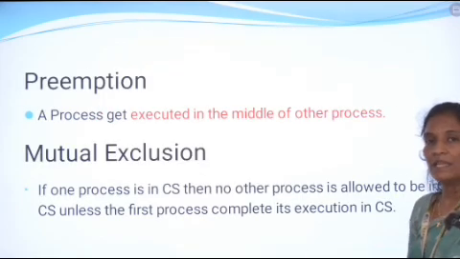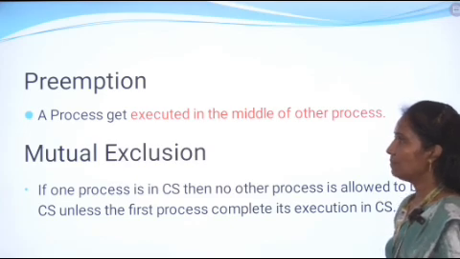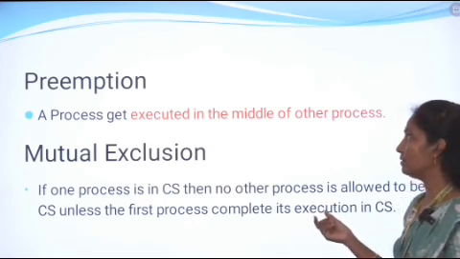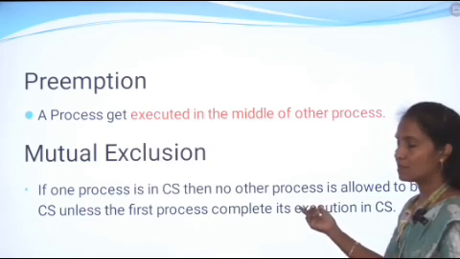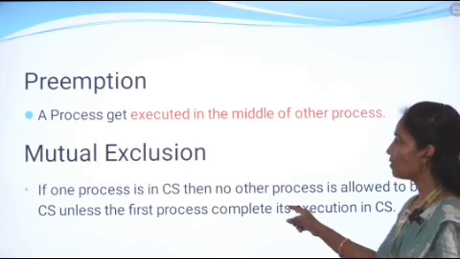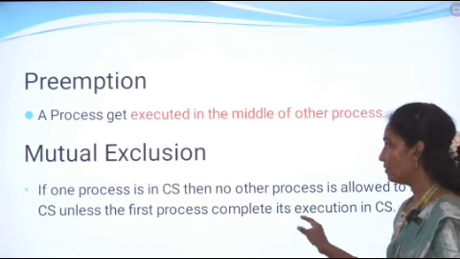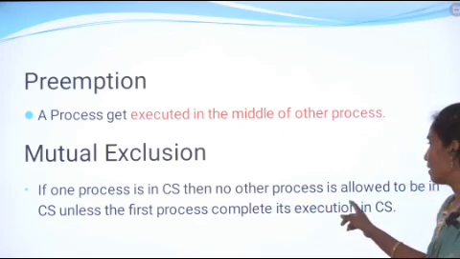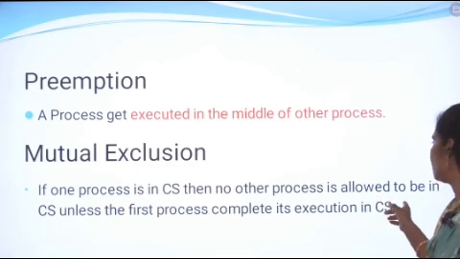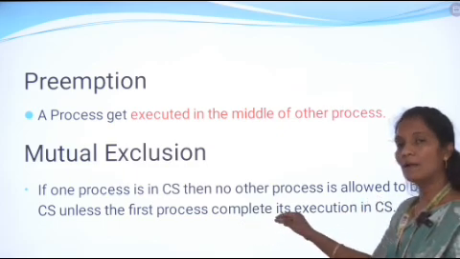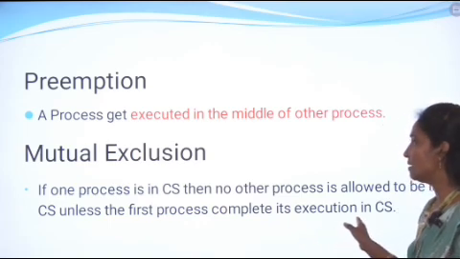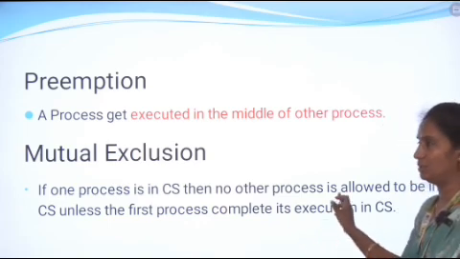Next is called preemption. Here a process gets executed in the middle of another process. Next is mutual exclusion. Here, when one process is in the critical section, then no other process is allowed to enter the critical section unless the first process completes its execution. This is called mutual exclusion.